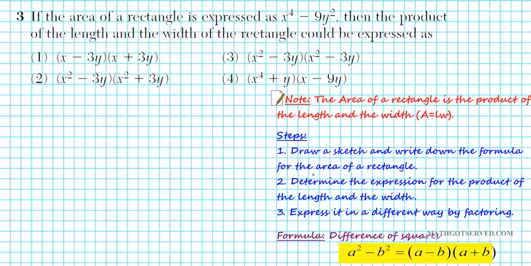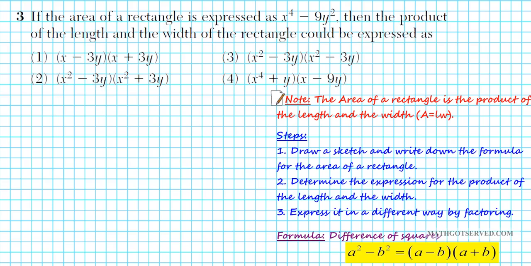Now, these are the steps we're going to use for this problem. We're going to draw a sketch of the rectangle and write down the formula for the area. It's always good to have your formulas in front of you. And then we're going to determine the expression for the product of the length and the width. And then we express it in a different way by factoring, okay? This is a factoring problem. The factoring formula we're going to be using is the difference of squares formula, a squared minus b squared equals a minus b times a plus b.